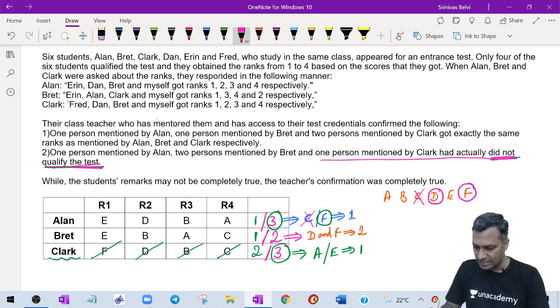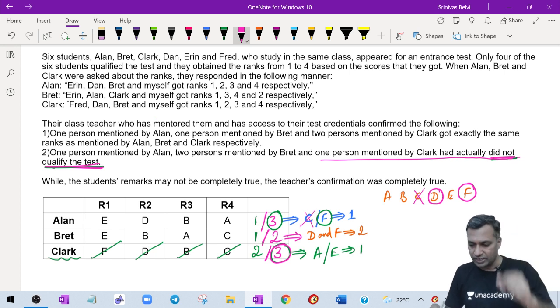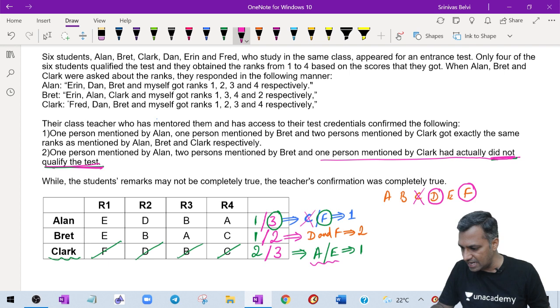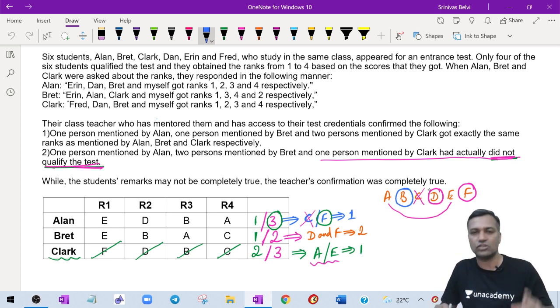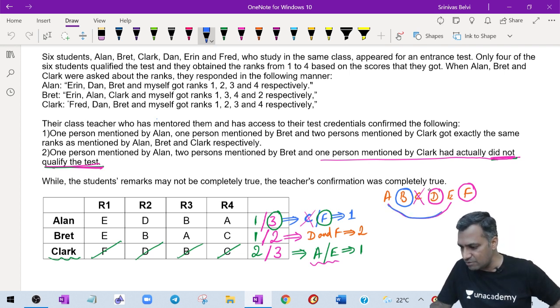Because Clark has got 3 of them correct. One of them he got it wrong. That one is between A and D, which implies one between A and D would be in the rank list, only one, which now implies that B is necessarily on the rank list. There is no choice in the matter. Why? Between A and E, one of them will be there.